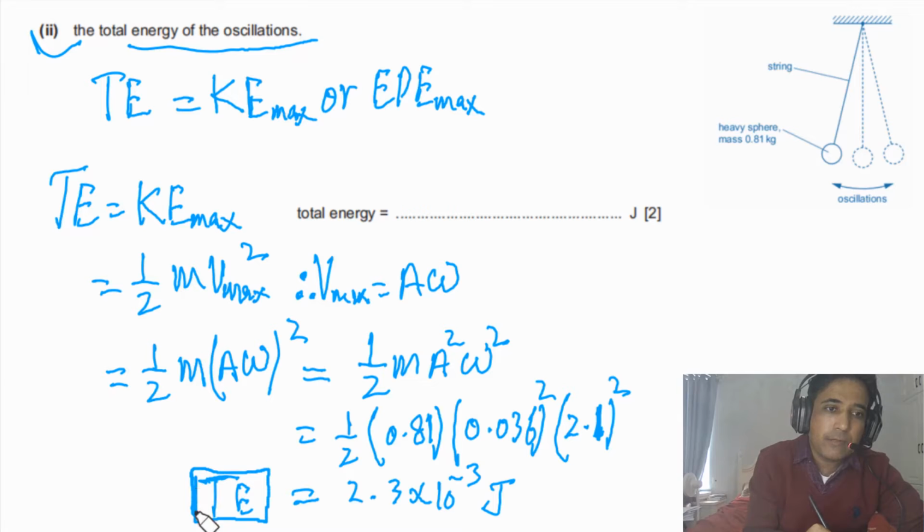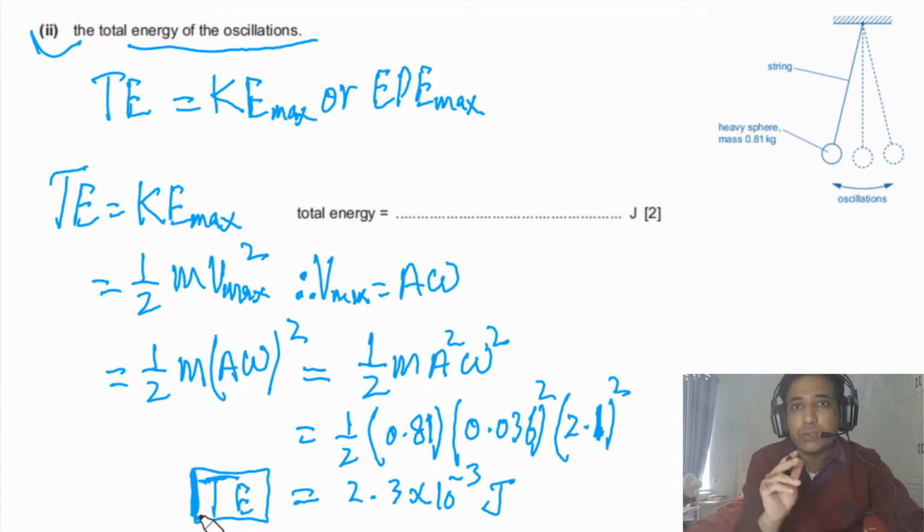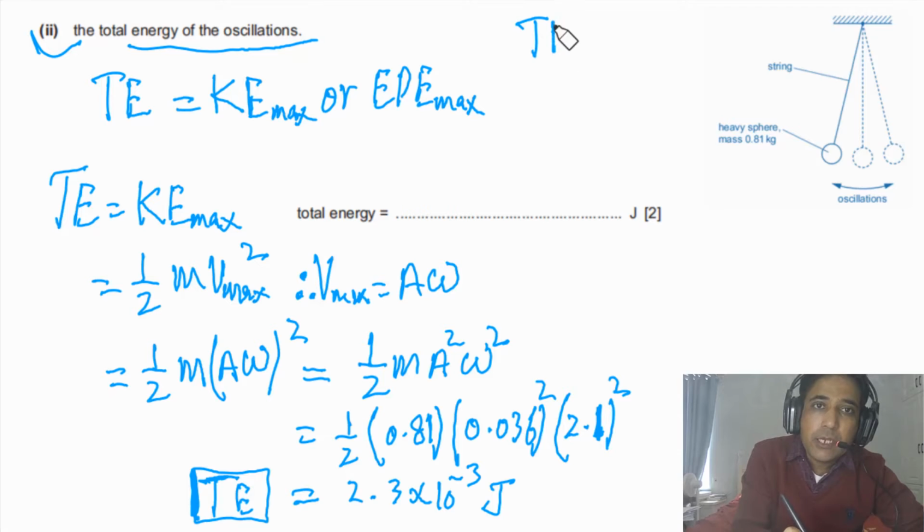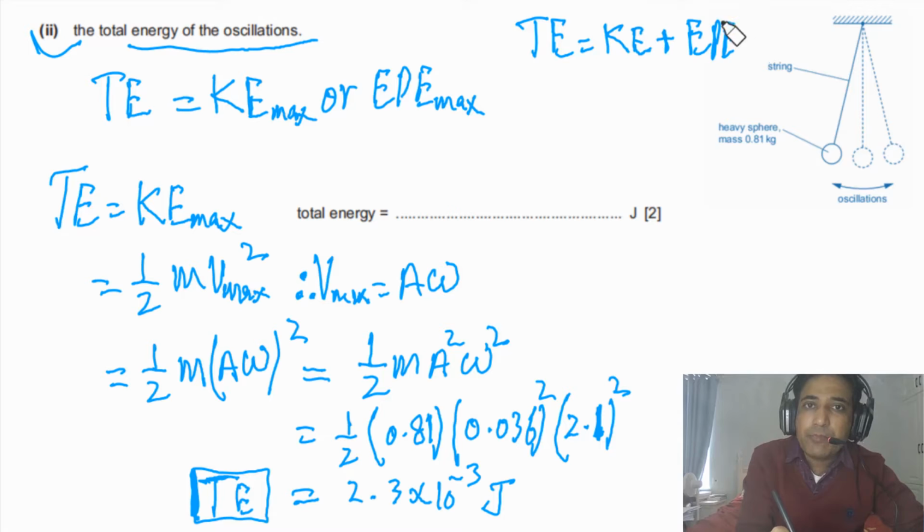So this is the total energy of oscillations, and the total energy of oscillations is equal to the maximum kinetic energy, or EPE max. It means when the kinetic energy is maximum, EPE is equal to 0. You can also understand this like this: total energy is the sum of kinetic energy at any displacement and EPE. So when this one is maximum, this will be 0, and vice versa is also true.